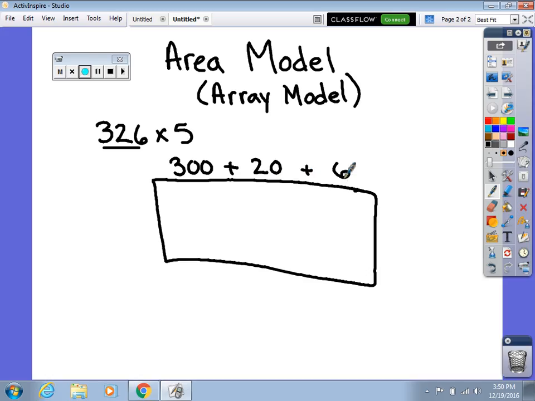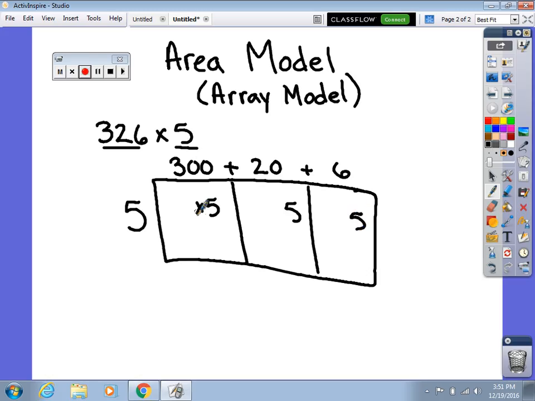And wherever those plus signs are, I'm going to draw a line. On the other side, I have 5, so I'm just going to put 5 here. Now what I do is that I can bring each number down and the 5 across. And so because there's only one row, 5 is going to be in each of these boxes.